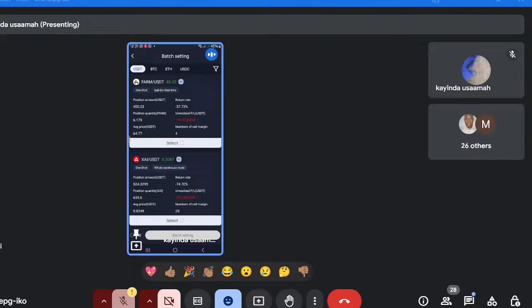You have 20 coins and you want to pause all of them. Go to batch setting and do that. Now we have another icon here. You only get it when you tap batch setting. It's there. This is usually an icon of a filter.